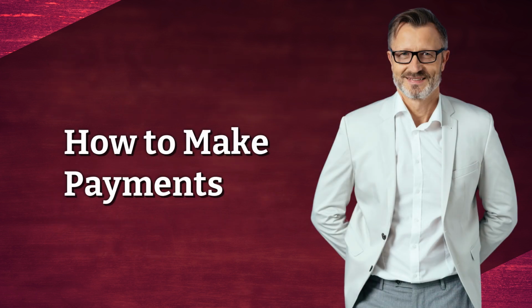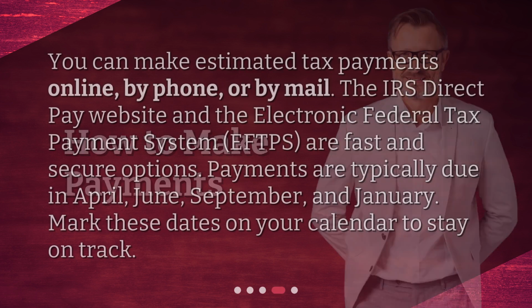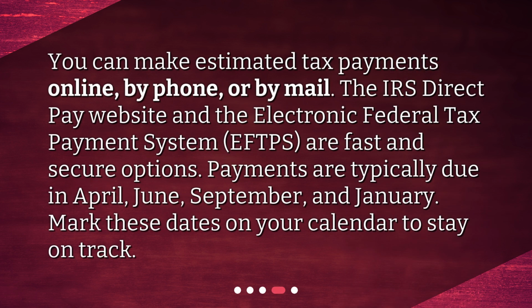How to make payments? You can make estimated tax payments online, by phone, or by mail. The IRS Direct Pay website and the Electronic Federal Tax Payment System, EFTPS, are fast and secure options. Payments are typically due in April, June, September, and January. Mark these dates on your calendar to stay on track.